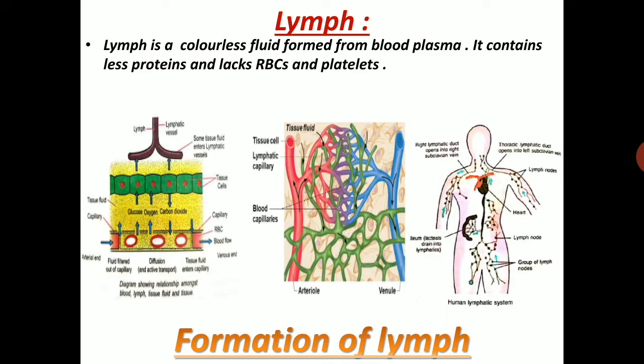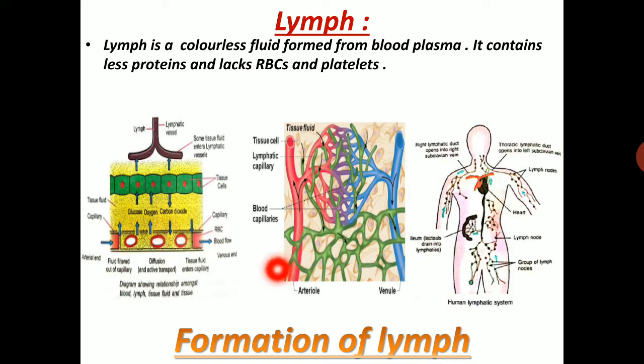one part of the body to another, that is lymph. Lymph is a colorless fluid formed from blood plasma. It contains less proteins, lacks red blood cells and blood platelets. How is lymph formed in the human body? Let us know, with the help of this diagram, the formation of lymph in the human body.